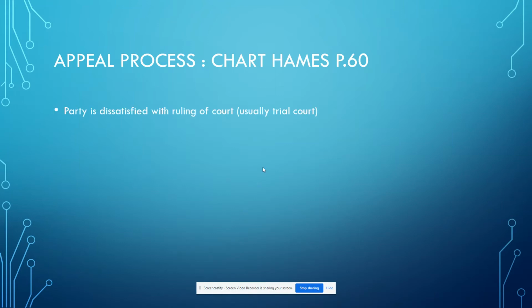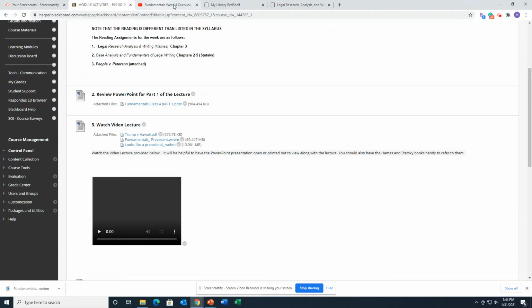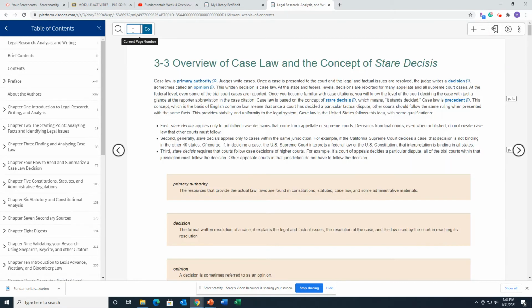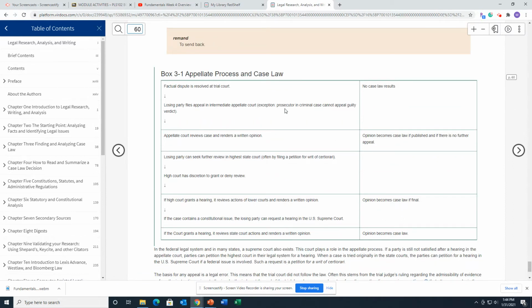Okay, so an appeal process. That is also in Hemes, page 60. How does an appeal go? Okay, so we have a case.